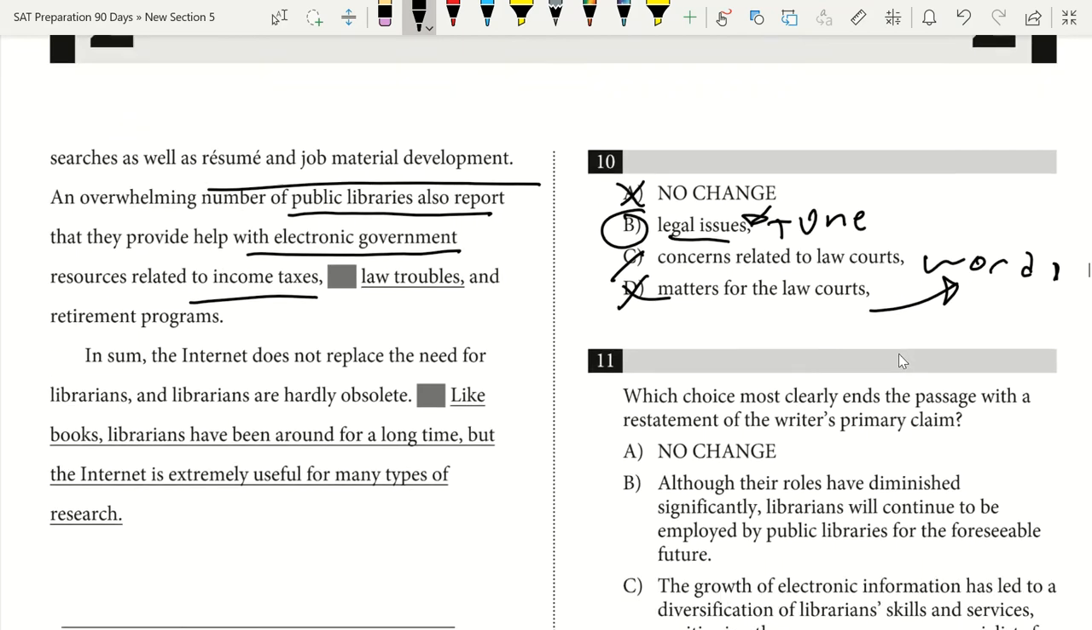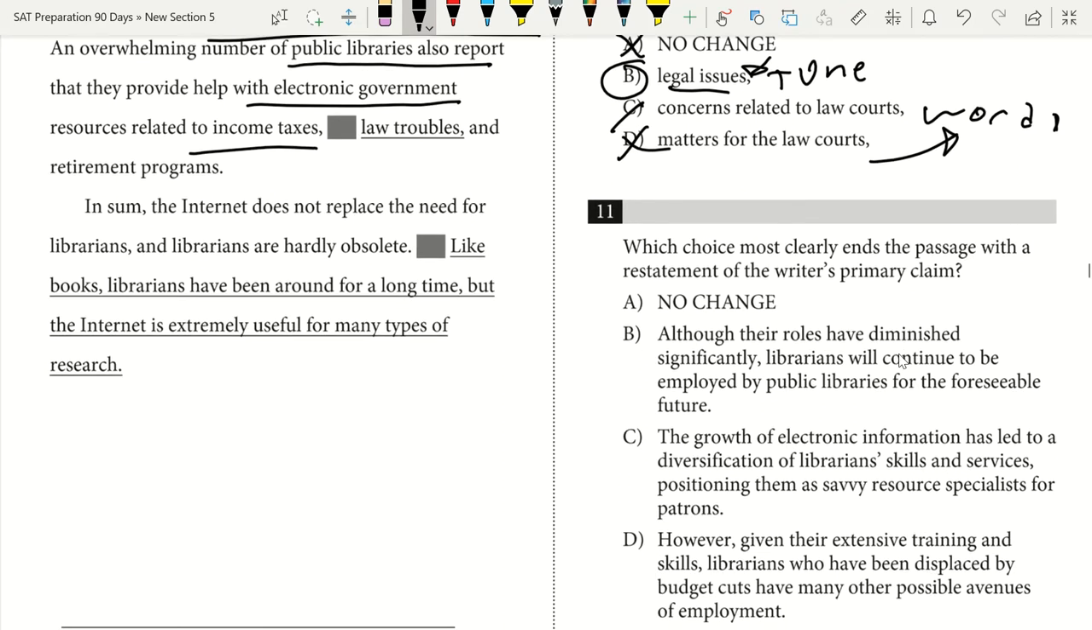All right, question 11: which choice clearly ends the passage with a restatement of the primary claim? Okay, our primary claim is that these librarians are teaching new skills to people in this digital age, right?